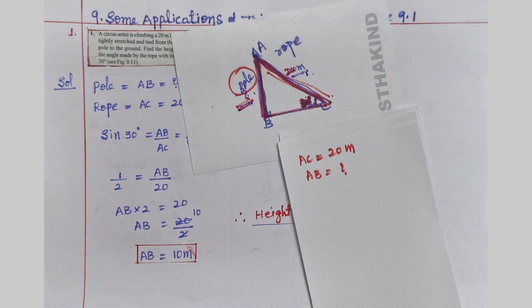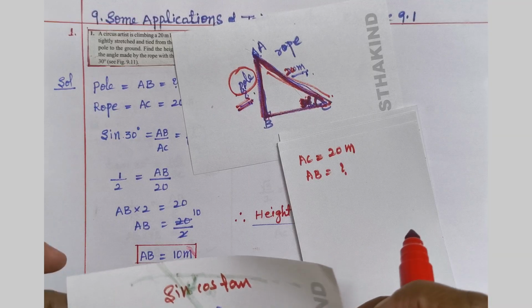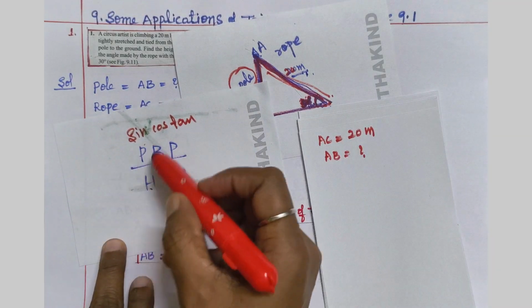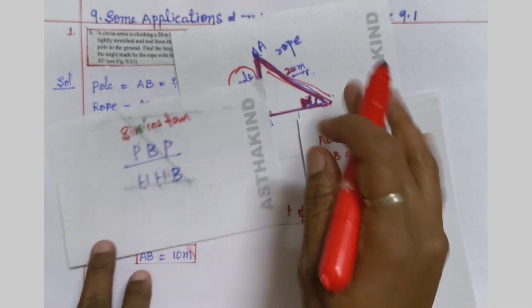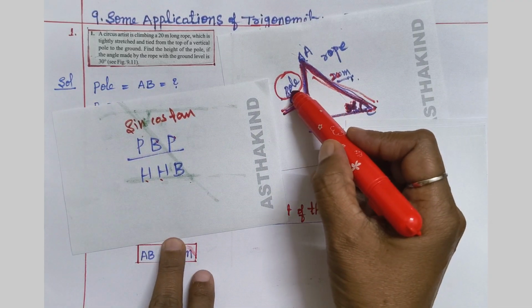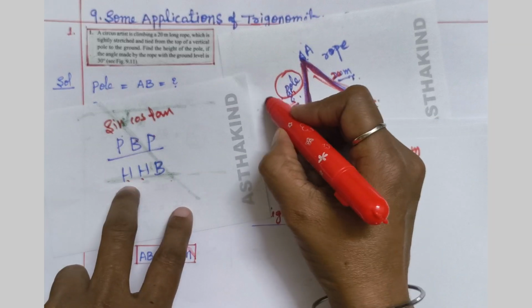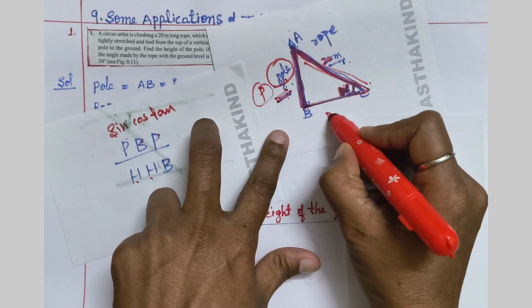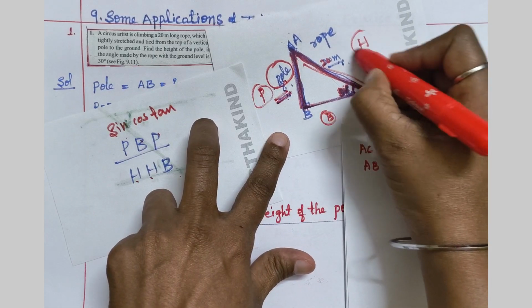So which one will we use? Sine, cos or tan, you think and use it. See here, this is the sine ratio, this is the cos ratio, this is the tan ratio. Sine means perpendicular by hypotenuse. The side opposite the angle is the perpendicular, this is the base, and this is the hypotenuse.